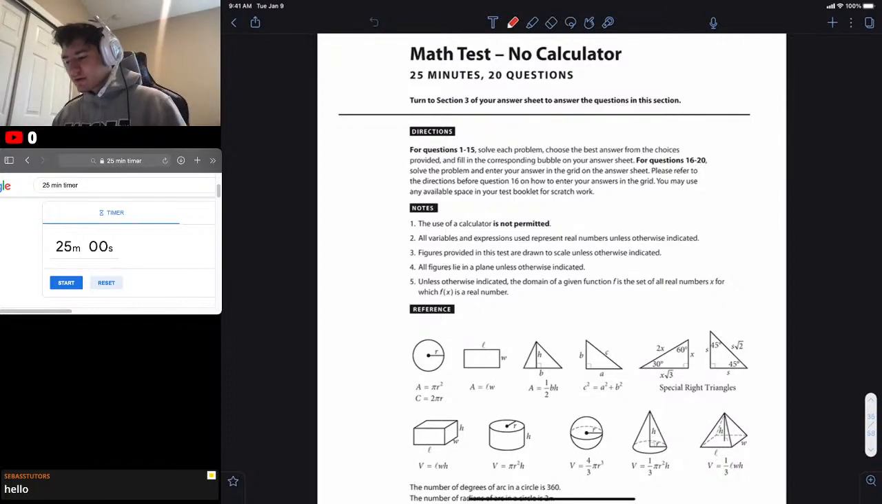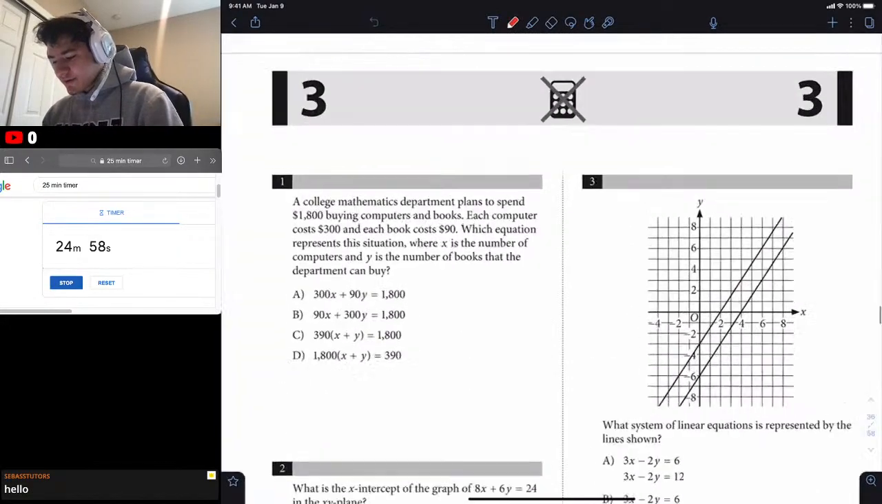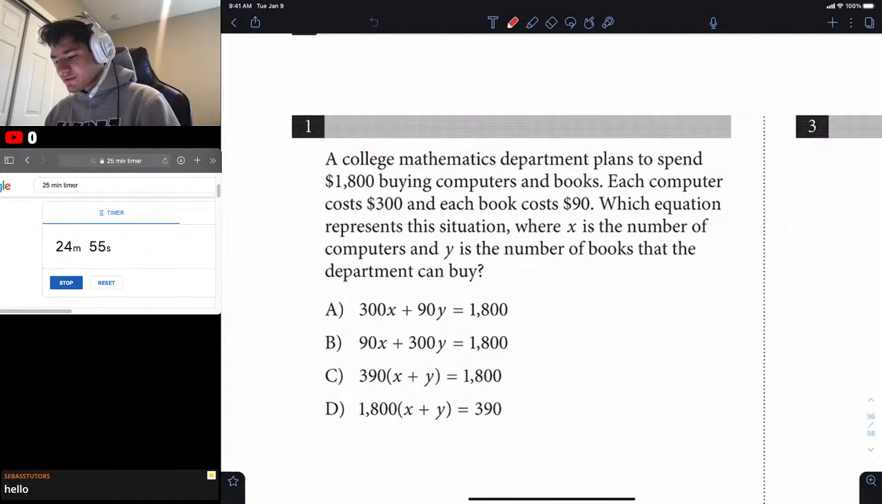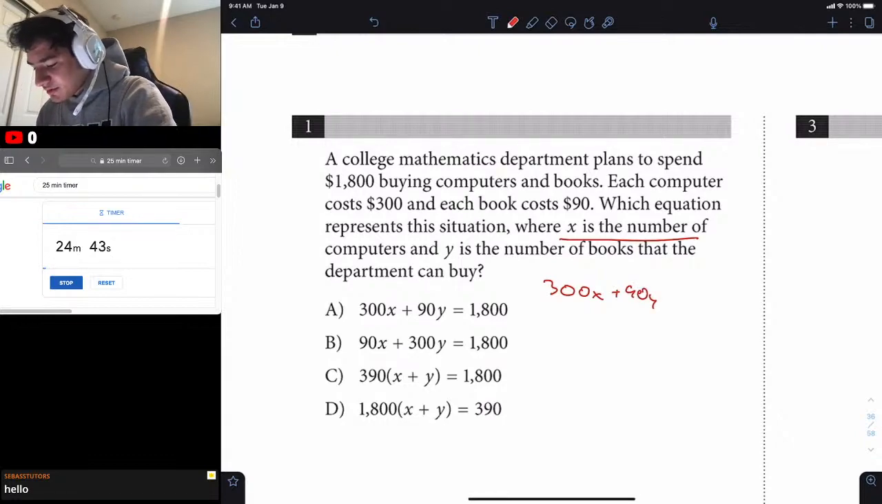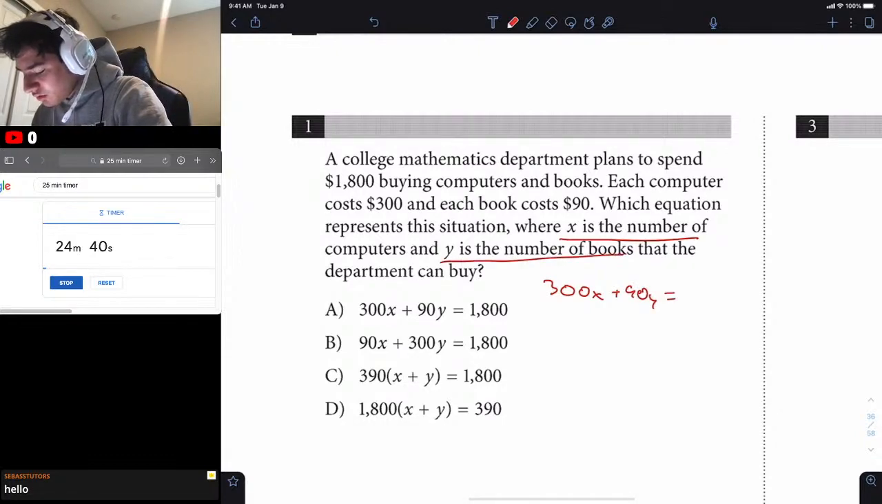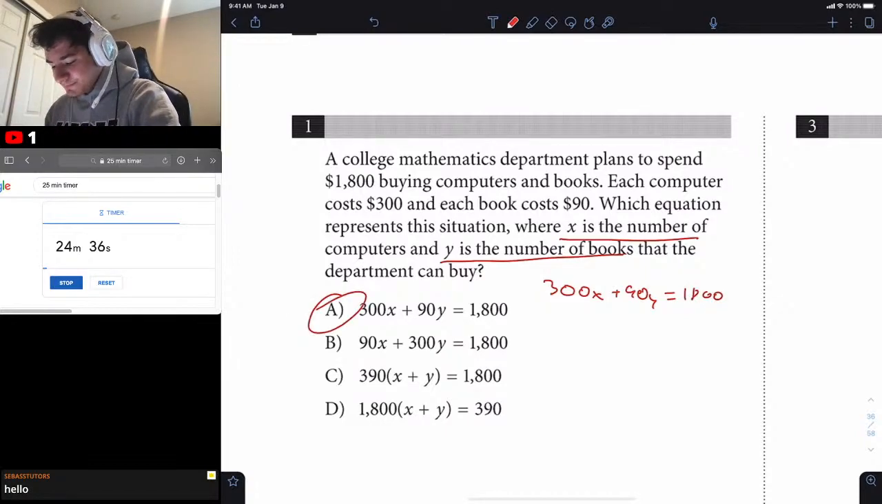I'm going to go ahead and start in 3, 2, 1, let's go. Alright, college mathematics department plans to spend $1,800 buying computers and books. Each computer costs $300 and each book costs $90. Okay. So 300x, because x is the number of computers, plus 90y, because y is the number of books, is going to equal $1,800. So that's going to be A.